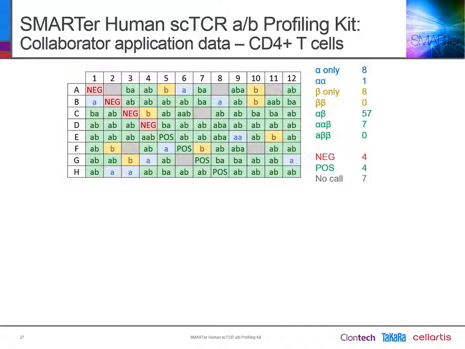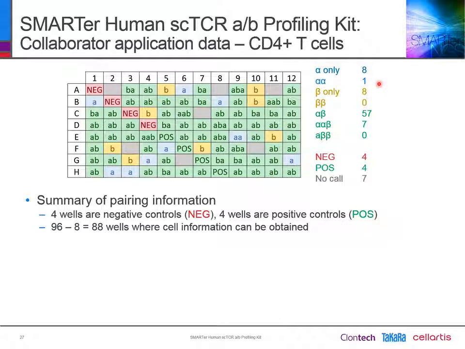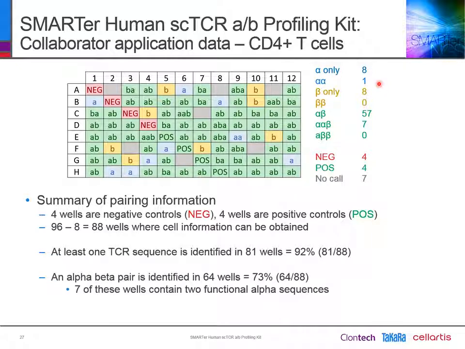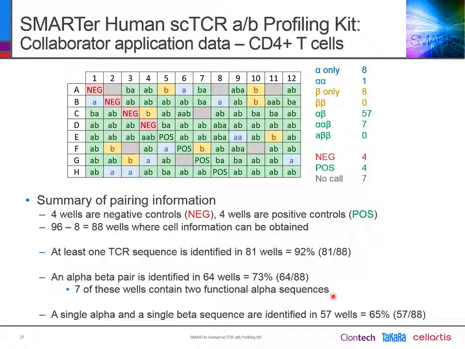I'm just bringing this table to the next slide, as I'd like to talk about it in a little bit more detail and discuss the pairing information that we see. If 4 wells are the negatives and 4 wells are the positives, there's a total of 88 wells where we can obtain cell information. We identified at least one TCR sequence in 81 of these wells, so that's 92% of the plate. And the pair was identified in 64 wells. However, 7 of these wells contain 2 functional alpha sequences. So if we look at wells where we just see a single alpha and a single beta sequence, that's 65% of the plate, or 57 wells.